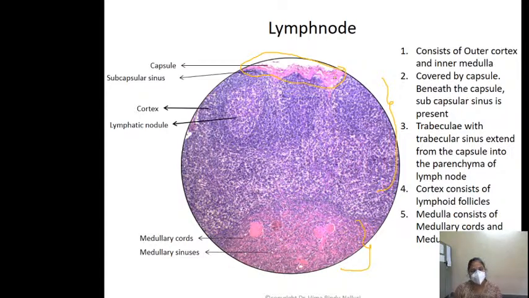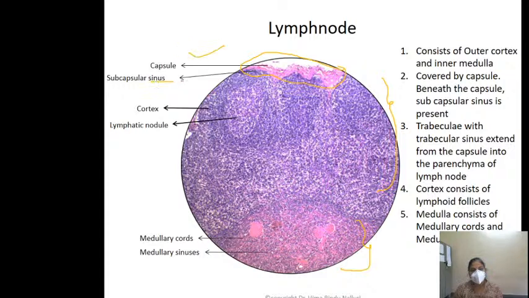How to identify the capsule? It is made up of collagen fibers, and you see some blood vessels. The periphery of the lymph node receives the afferent lymphatic vessels. It receives multiple afferents from all places, and these afferents pass through the capsule. Beneath this capsule, you see a clear space filled with lymphatic fluid. It is called the subcapsular sinus.